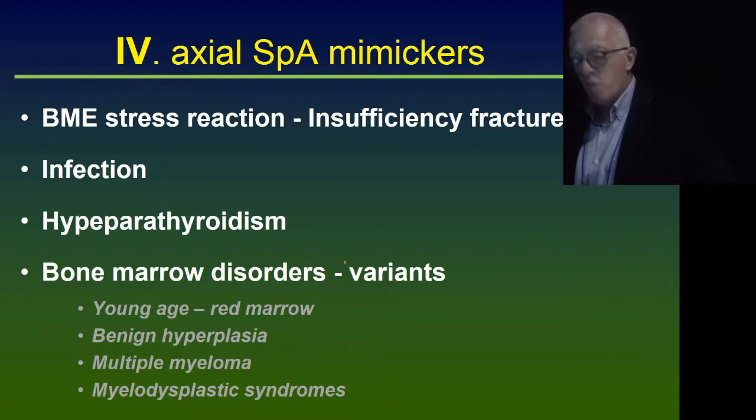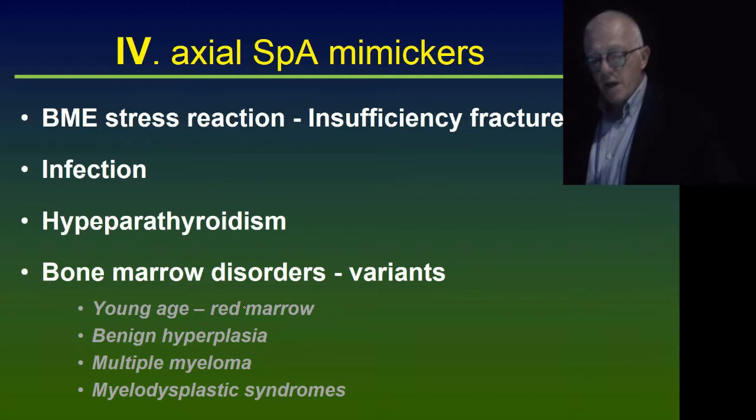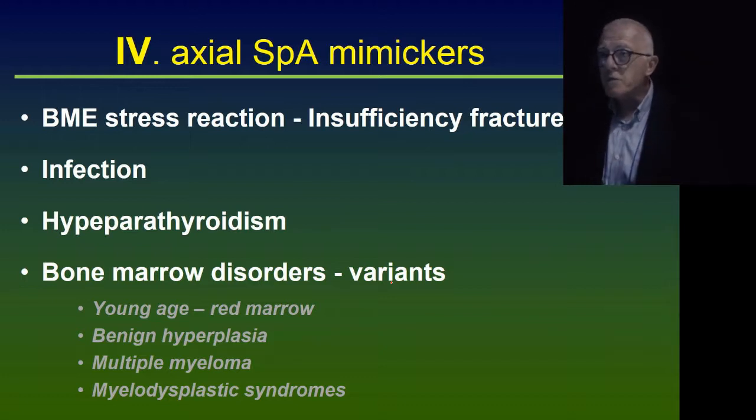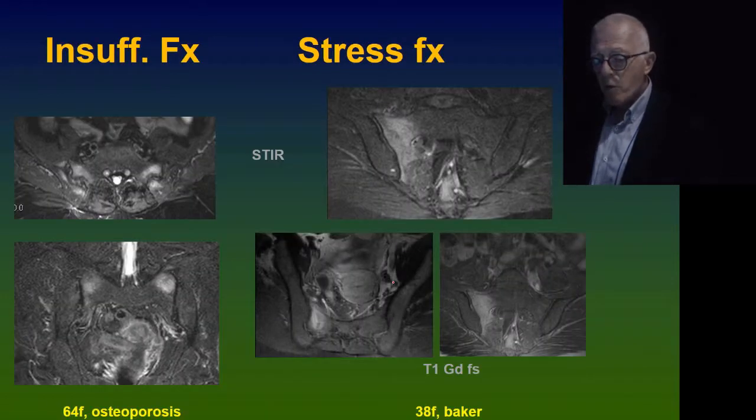So sometimes we have to deal with these patients, and in some cases there are disorders like stress injuries, infection rarely, and perhaps variants in bone marrow which can interfere with the proper diagnosis, particularly if we have a lot of red marrow in young patients or bone marrow hyperplasia. Then it's very difficult to pick up the bone marrow edema. Here I have two cases.